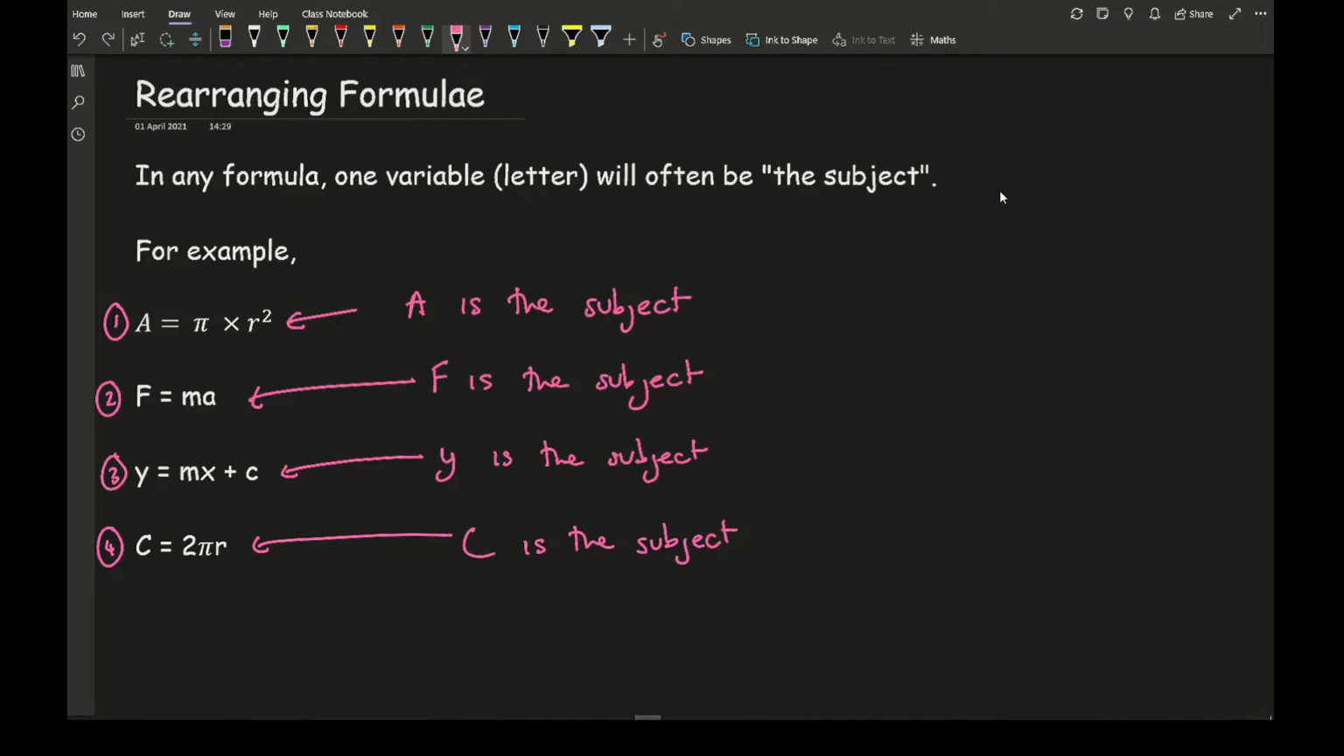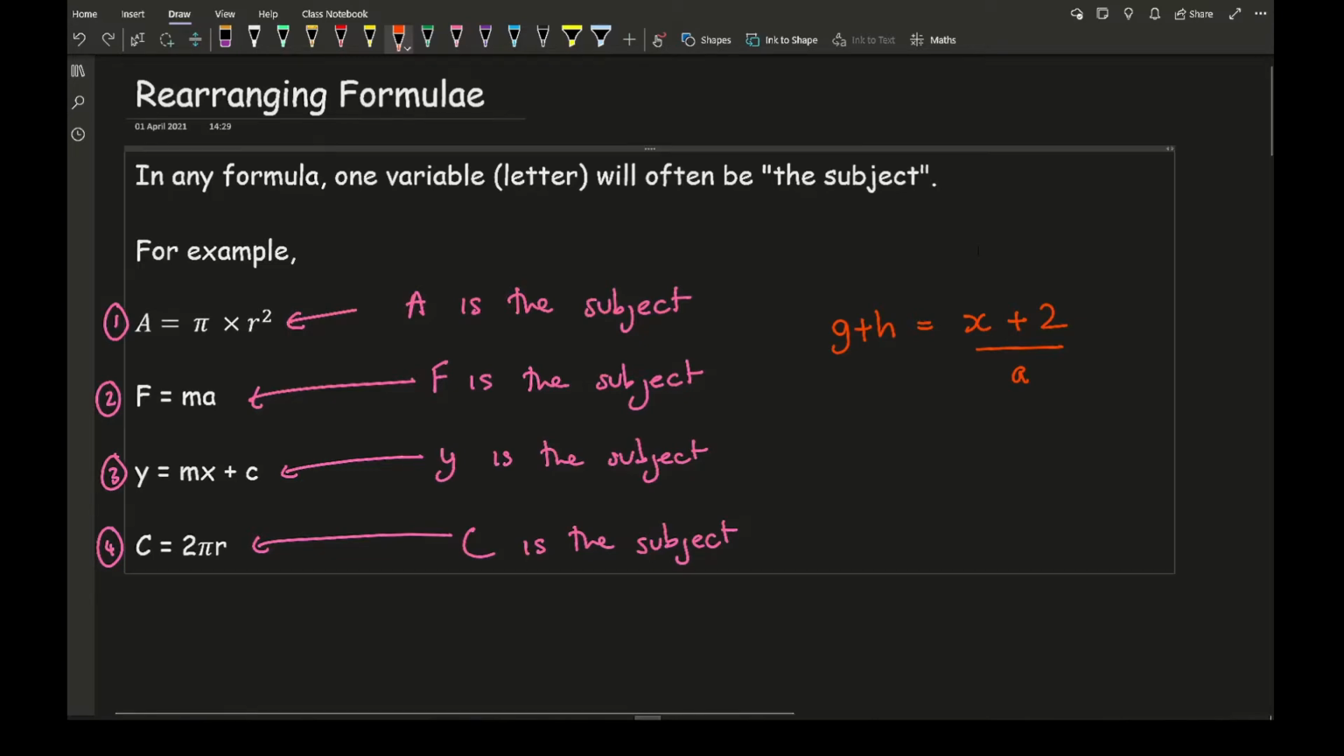So if you have x equals, then x is the subject. If you have y equals, y is the subject. Now if I have a formula with two letters, let's say g plus h equals x plus 2 divided by a, then here we could say that g plus h is the subject. But generally speaking, when you are talking about the subject, you're only talking about one variable. You don't have two variables or multiples of one as the subject. It's always a case of making one letter the subject.